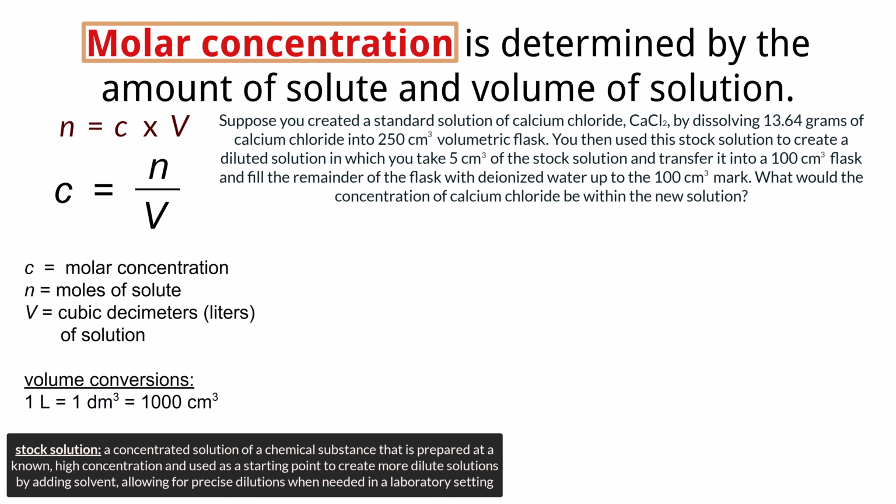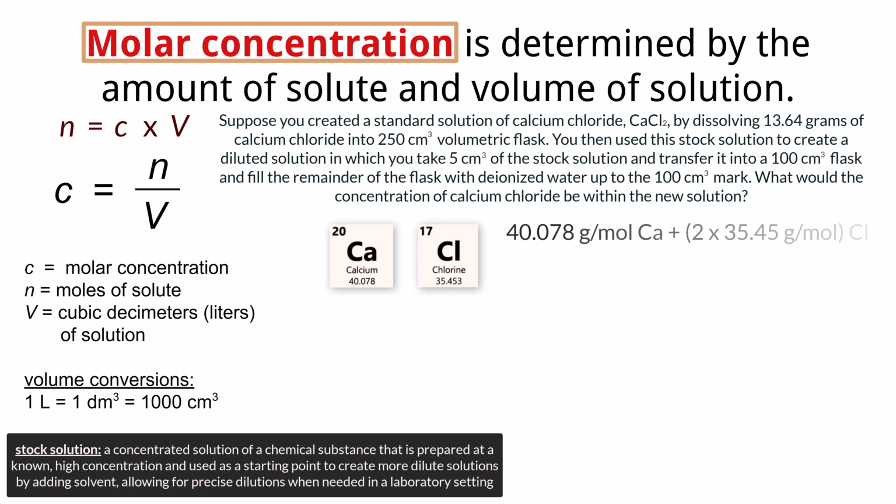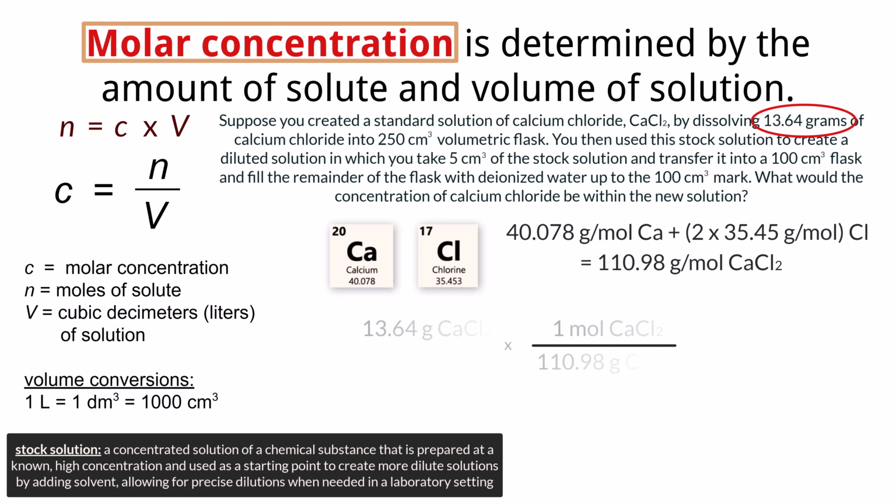We start by finding the concentration of the standard solution. We find the molar mass of the compound by adding together one calcium atom at 40.078 grams and two chlorine atoms at 2 times 35.45 grams. This gives us a total molecular mass of 110.98 grams per mole. We then divide 13.64 grams of our given quantity by the molar mass.